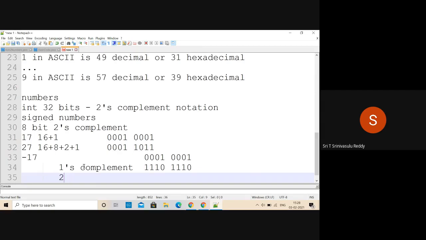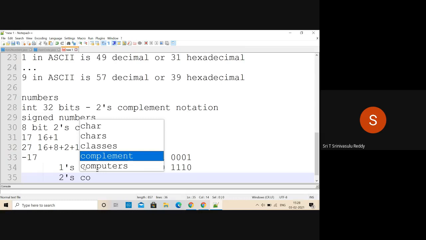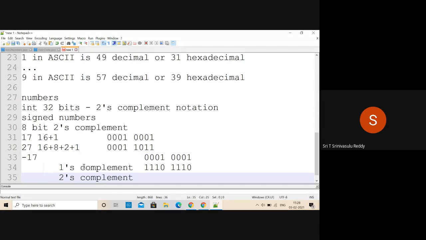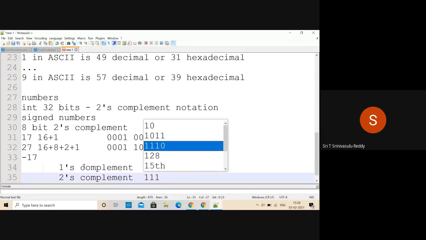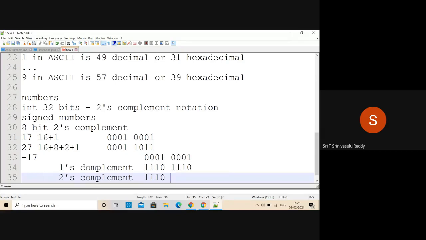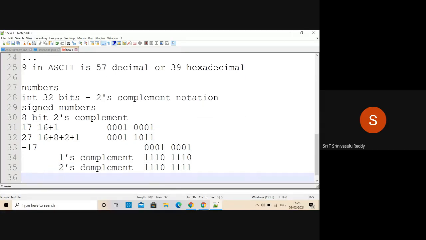Two's complement is nothing but adding one to the one's complement form. Just simply add 1 to the one's complement form. Whatever you get, that is your answer. You are actually adding in terms of binary format, like this. Right? You are adding 1 to that. So this is the actual representation.